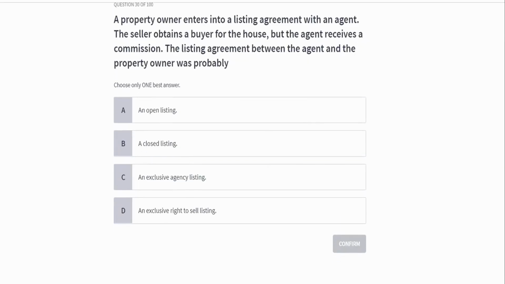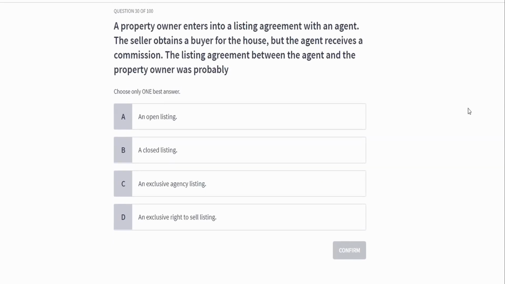All right, question 30. A property owner enters into a listing agreement with an agent. The seller obtains a buyer for the house, but the agent receives a commission. The listing agreement between the agent and the property owner was probably, and it gives us 4 options: A, an open listing, B, a closed listing, C, an exclusive agency listing, or D, an exclusive right to sell listing. So come up with your answer on this one, and here's some time to figure it out.